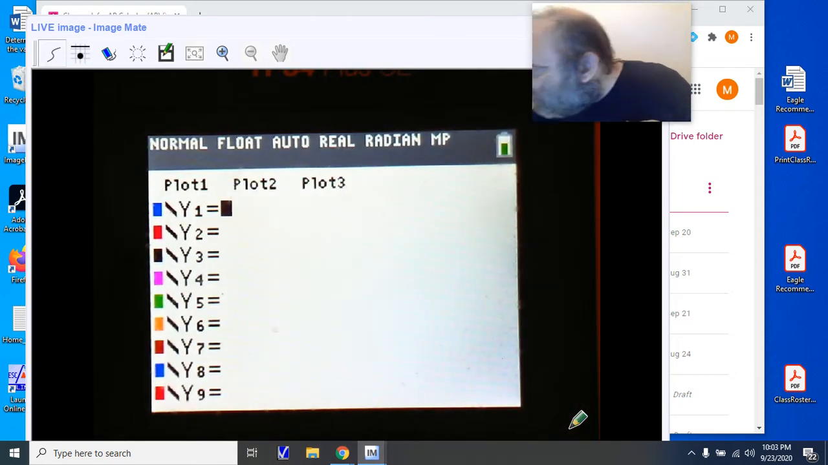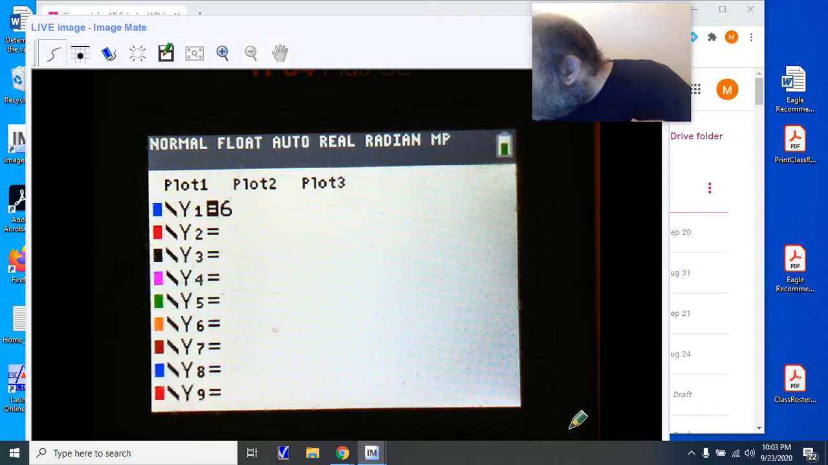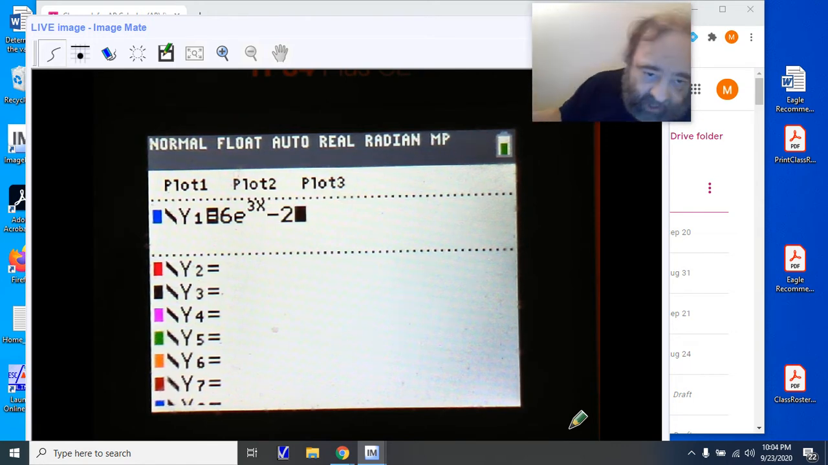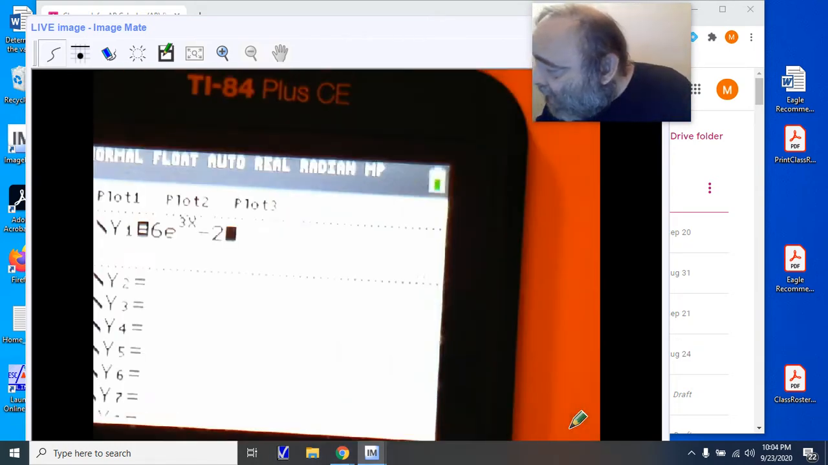Here we go. 6e is second divided by, to the power of is the caret. We have 3x. Move the arrow to the right and hit minus 2. Now we're going to go ahead. Once again, we want to look at where we're at, negative 1/2.